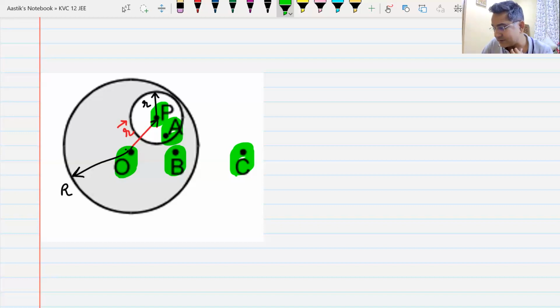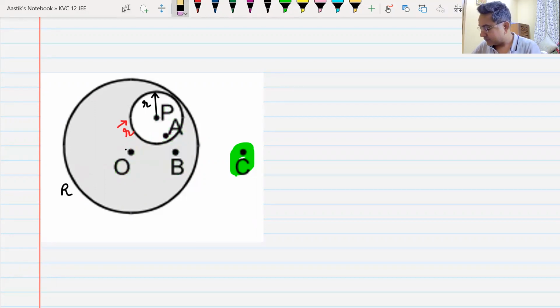Yes, anyone got any answer? Or shall I help you out? Sir, at O point it is 0, sir. At point O, it is 0, sir. No, sir. Huh? It is not 0, sir. Rho by 3 epsilon naught into R vector minus small r vector.